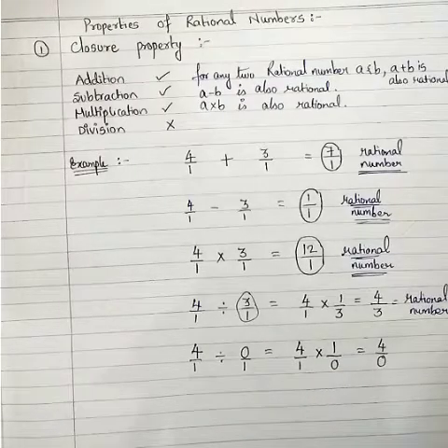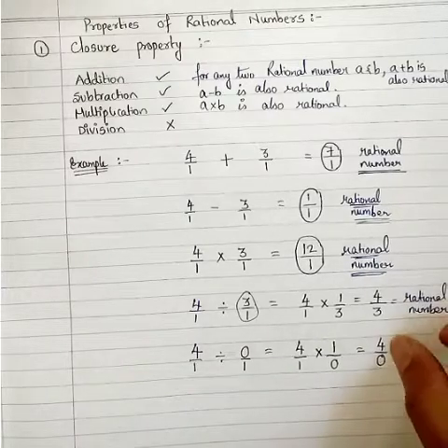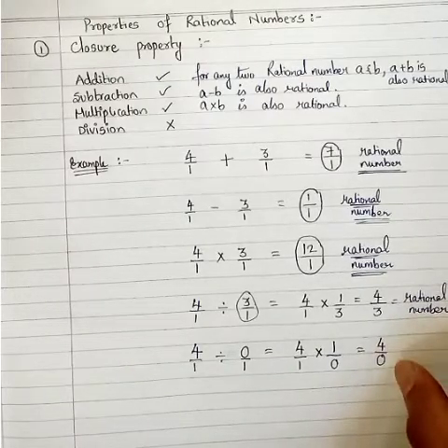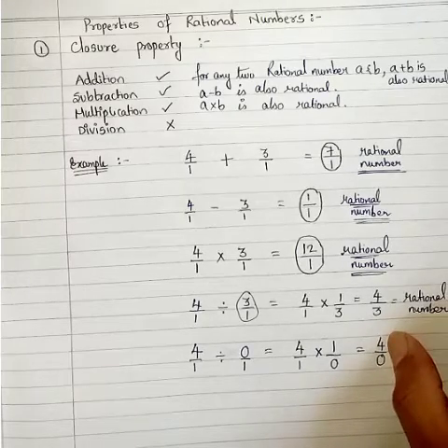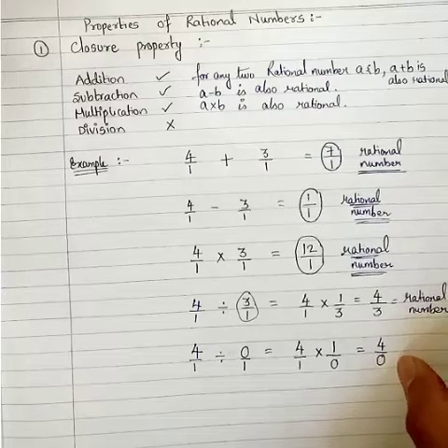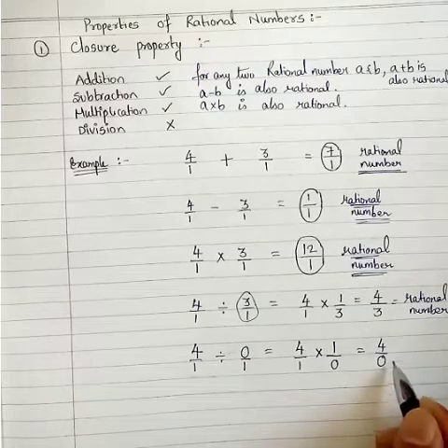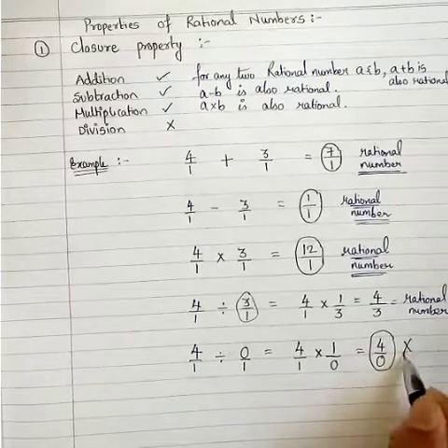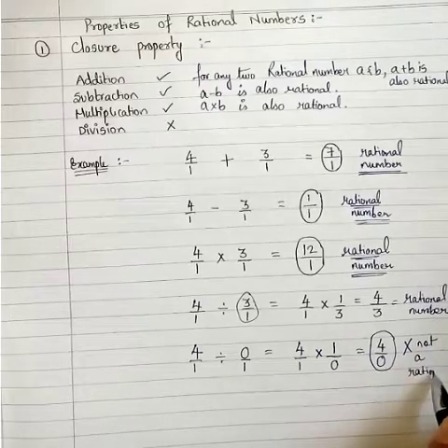Now as I told you in the previous section, rational numbers are numbers which are in the form of p by q, right? P, the numerator part, is an integer. Q, the denominator part, is also an integer. So both are integers, but the q value should not be equal to 0. So here we are getting the q value as 0, which means that this is not a rational number.